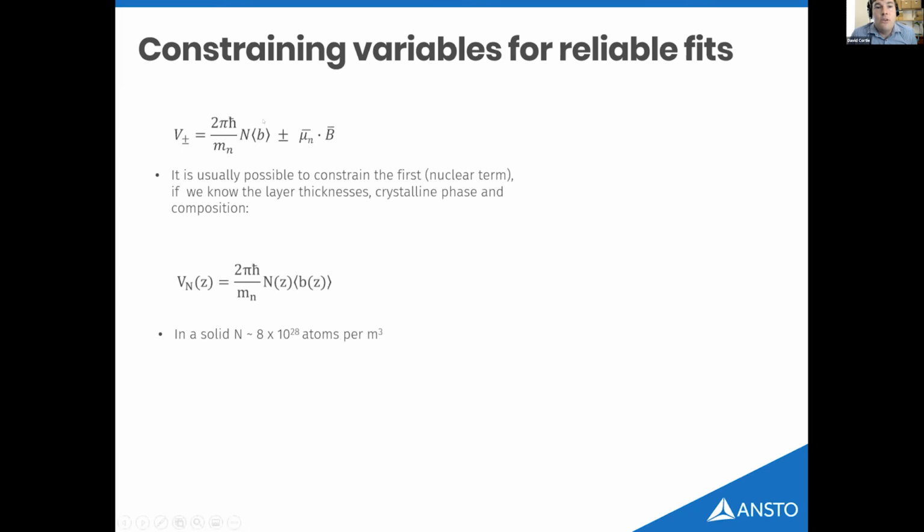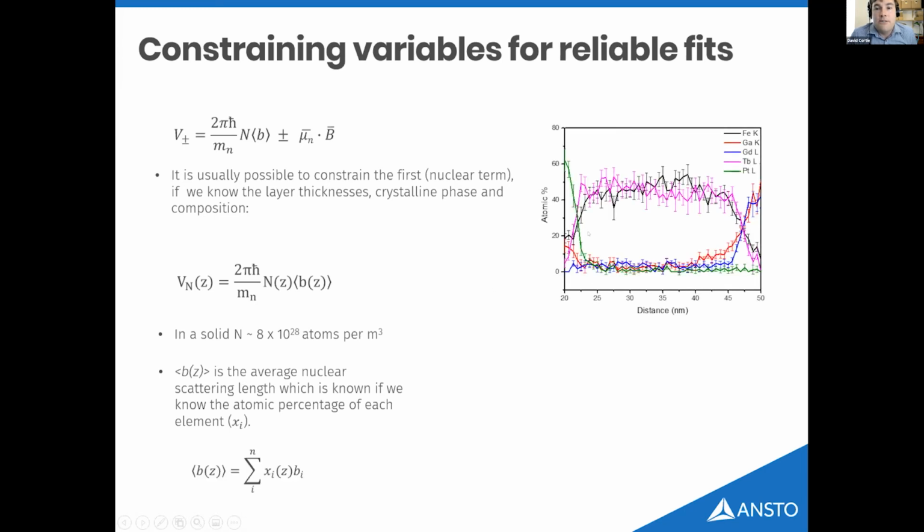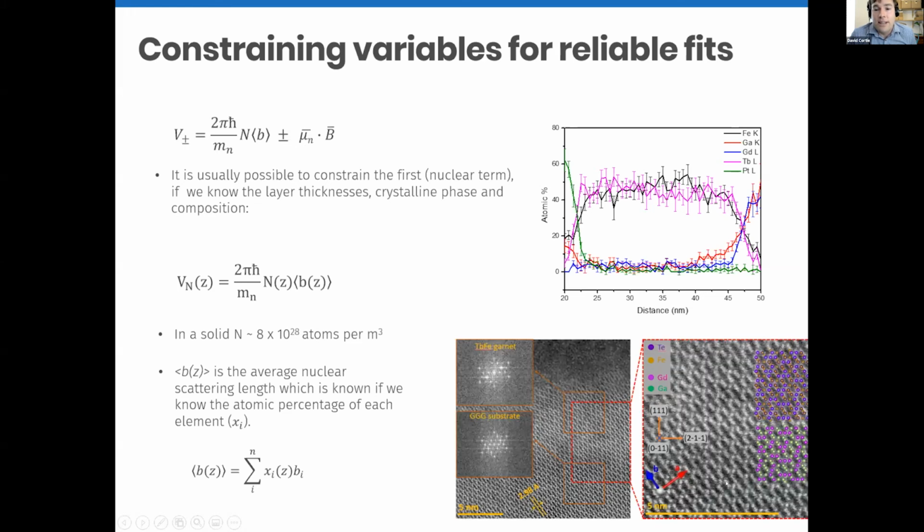If we know this, we can generally know almost everything there is to know about this nuclear term in inorganic systems. We always know that most inorganic systems have about this many atoms per meter cubed. And we can calculate the average b if we know the average atomic composition. So what I like to do, for example, is use EDS mapping from cross-sectional TEM, where we know the atomic percentages of different elements. And from that, we can calculate b, in which case we have almost a fully constrained first term.